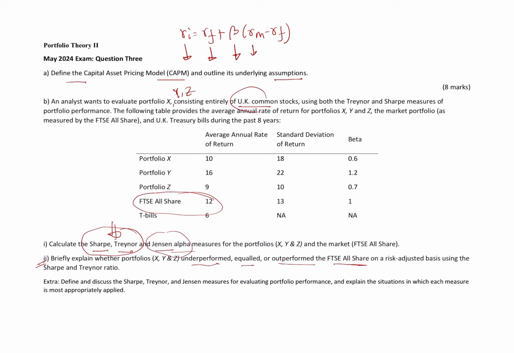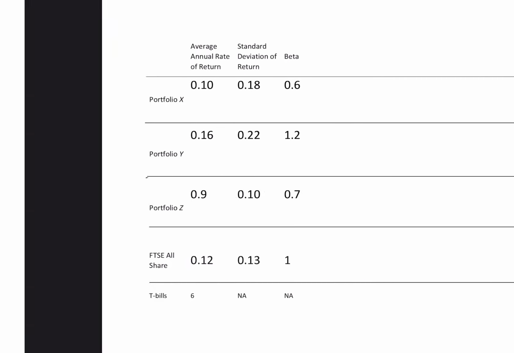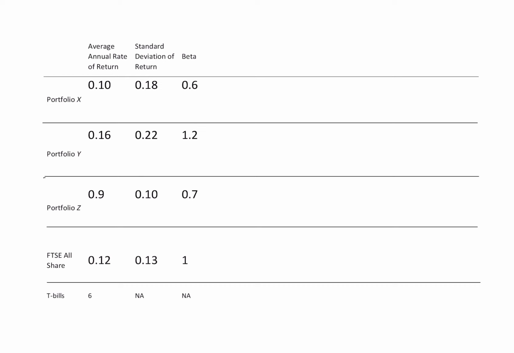So in this way, we only need the Sharpe and Treynor ratios, but it is asking to calculate Jensen alpha as part of question A. And as an extra, something I think is important to look at is why the different measures are appropriate in different situations. You could have a situation where the Sharpe ratio is better, or the Treynor ratio is better, or Jensen alpha is a better measure in terms of evaluating portfolio performance. Now, I pre-populated this table in the exam. You need to do this one for yourself.